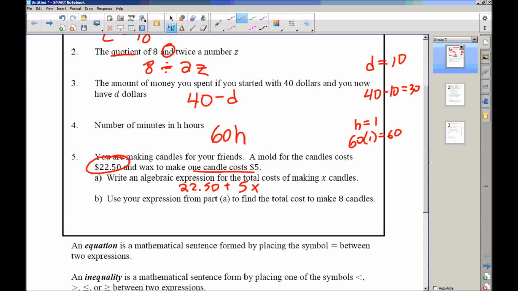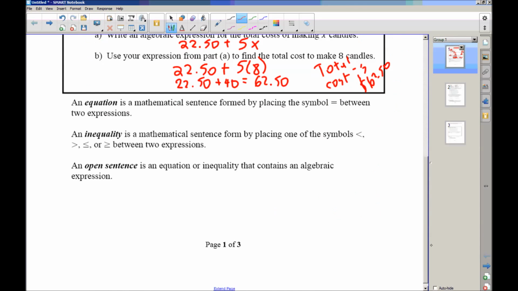Okay. Use your expression from part A to find the total cost of making 8 candles. So I'll plug the 8 back in and see if it makes sense for my problem. So $22.50 plus 5 times 8 turns into $22.50 plus 40, which is $62.50. And that seems to make sense. 8 candles would be an extra $40 because you have to buy $40 worth of wax. So we need a sentence answer. So something short. Total cost is $62.50.